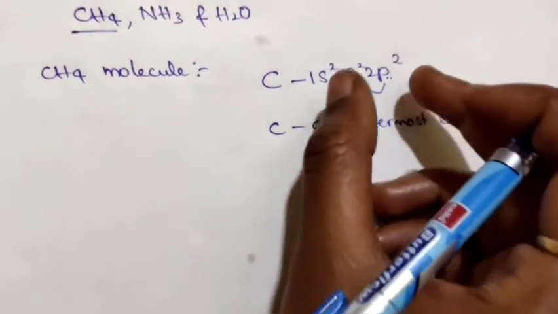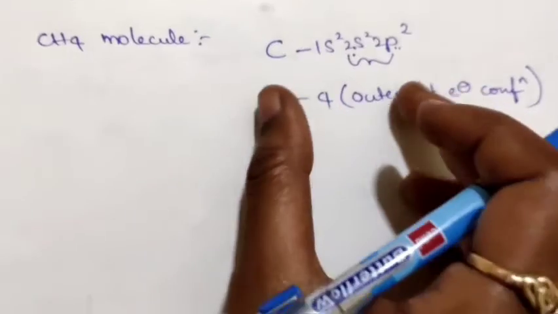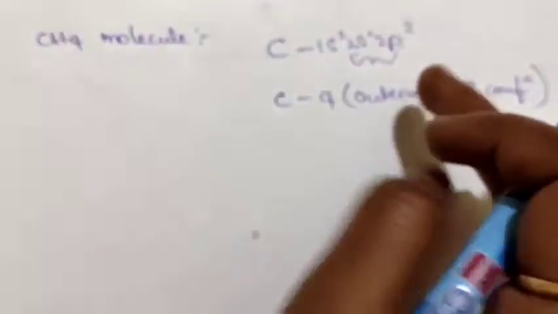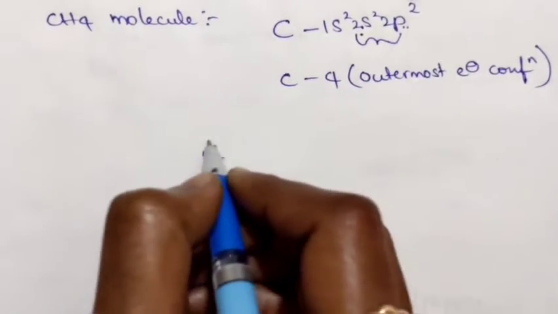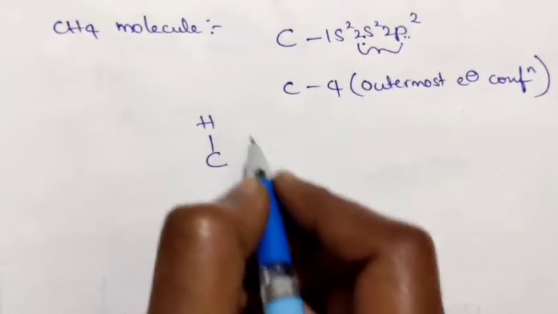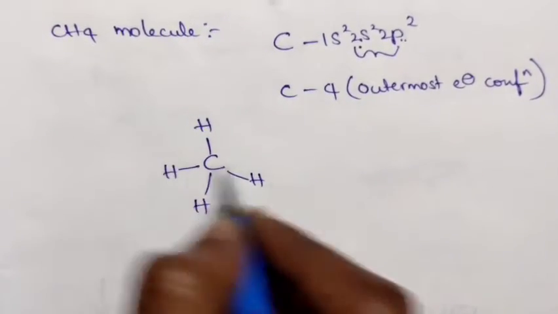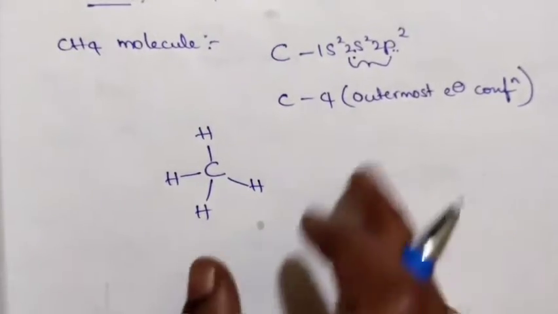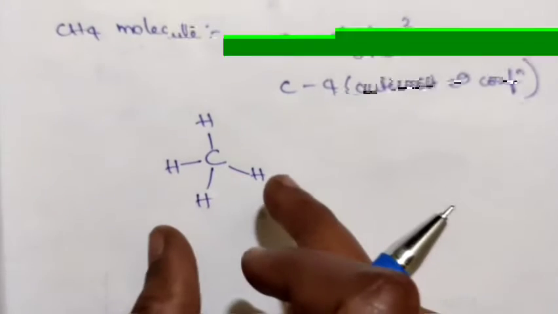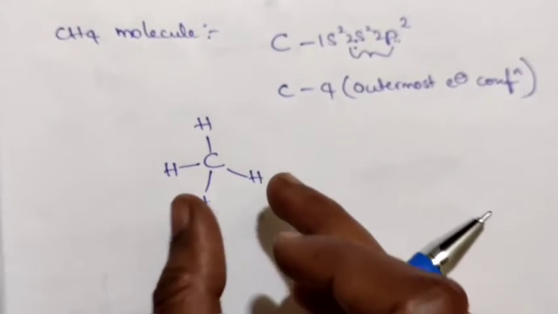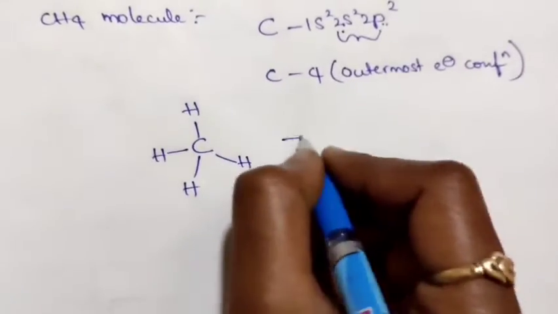So these 4 electrons are involved in the formation of the bonds. Here 4 bond pairs are formed in this methane molecule. The central carbon atom forms one bond with one hydrogen and the remaining 3 bonds with the remaining 3 hydrogens. As a result, these 4 electrons form 4 bond pairs with the 4 hydrogen atoms. These hydrogen atoms are oriented as a tetrahedron.